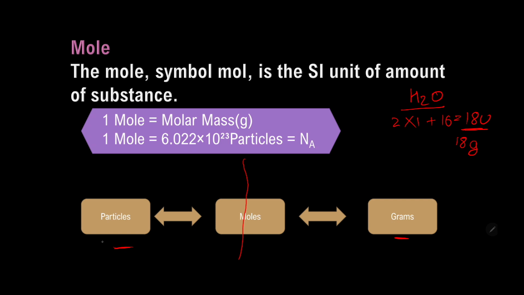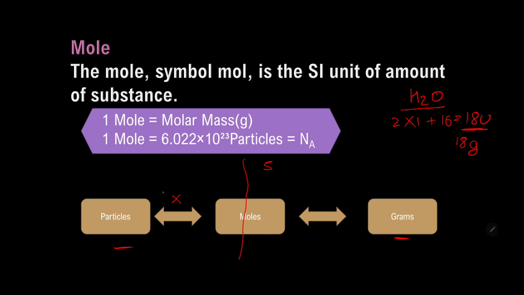When I say particles, that means I am talking about atoms, molecules, cations, anions. So if you know the number of moles, say for example you have 5 moles of anything, 5 moles of atoms, 5 moles of molecules, how do you convert that into a number? The only thing you need to do is multiply the value of mole.